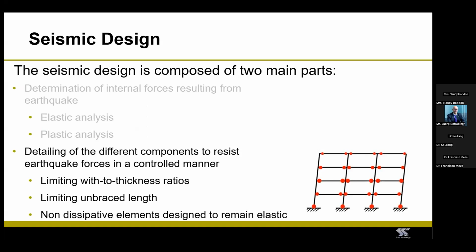So these detailing requirements include the limiting of the width to thickness ratio of the energy dissipating elements, to ensure that local buckling is not going to prevent the development of the inelastic deformations, and the member is going to reach the plastic resistance. There are also requirements related to the maximum unbraced length, which are intended to prevent global buckling of the structural members.